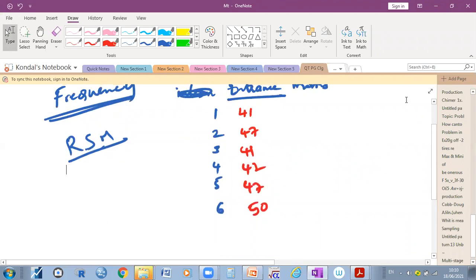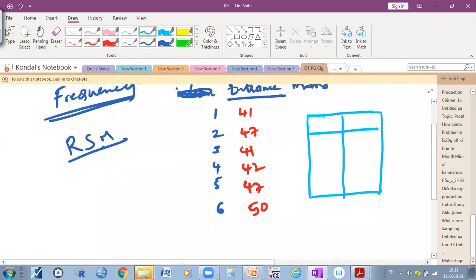See here, by taking this graph only. So simple, we are going to do it. Your marks. So how many marks are there? 41, 42, 47, 50, right? So here I have collected data and presented it in the form of a table. So this is called your frequency.